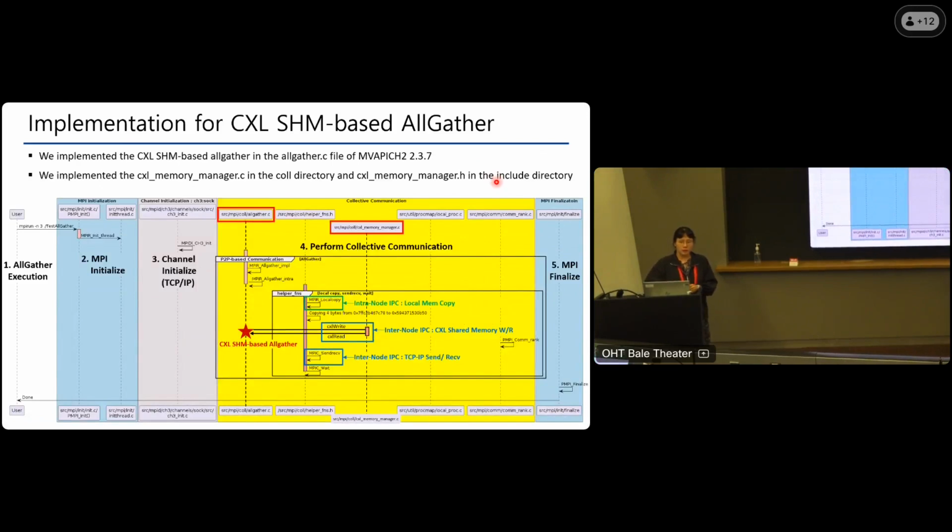So we implemented the CXL-based all-gather in the allgather.c file of MVAPICH 2.3.7. And we implemented the CXL memory manager.c in the collective communication directory of MVAPICH2 and the CXL memory manager.h in the include directory. This CXL shared memory based all-gather utilizes the CXL write and read for the inter-node IPC.